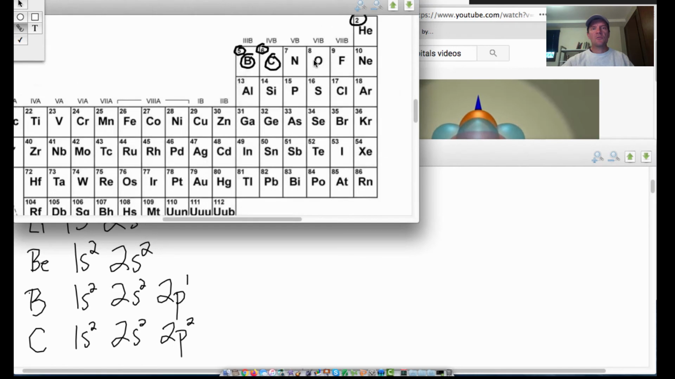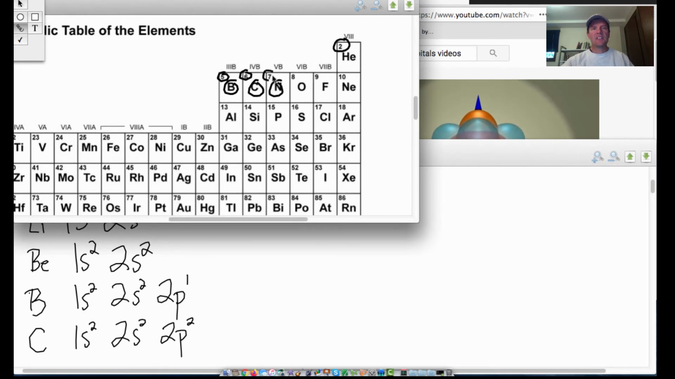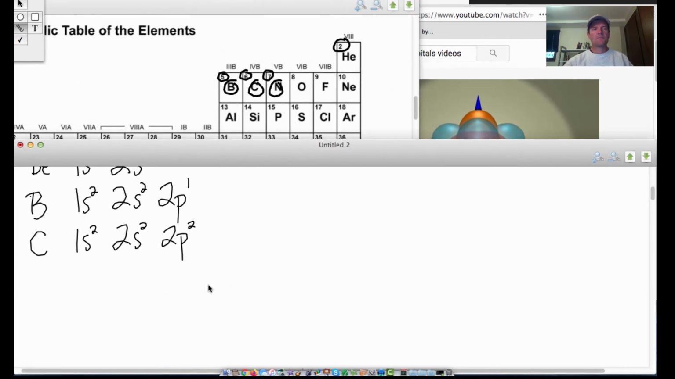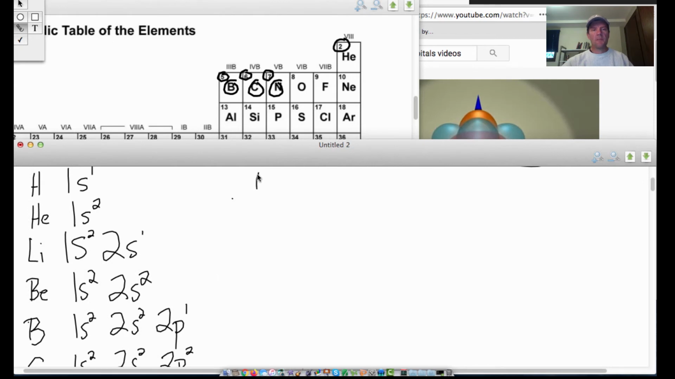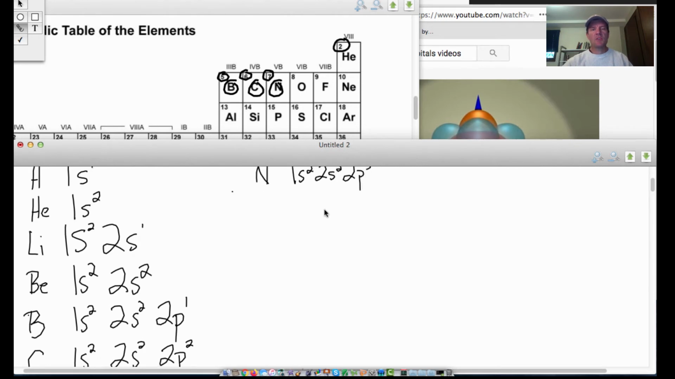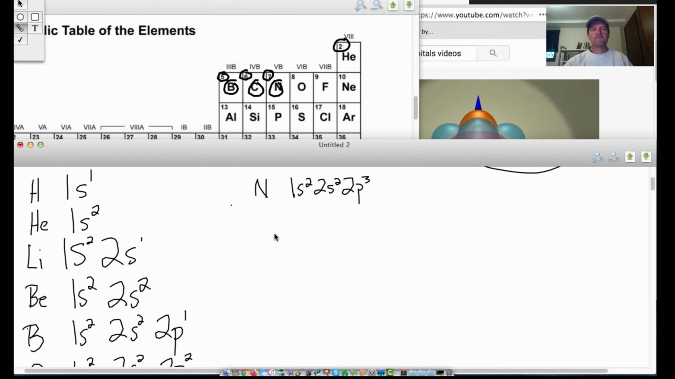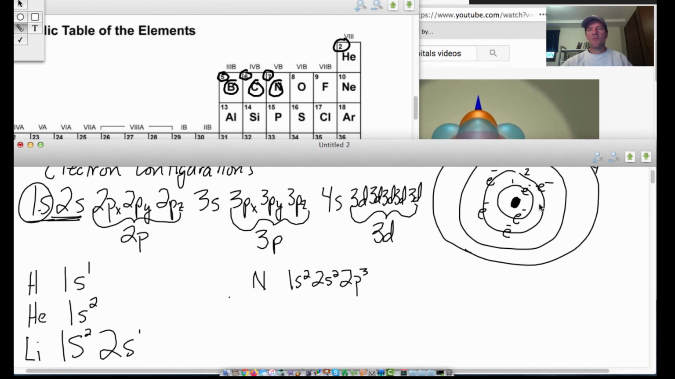Let's go to nitrogen. Nitrogen has 7 electrons. Nitrogen, 1s2, 2s2, 2p. I need 7 electrons. There's 2, there's 3, 4. I need 3 more, and they're going to go in the p orbitals. Okay? So now I have 1 more electron in the second energy level.